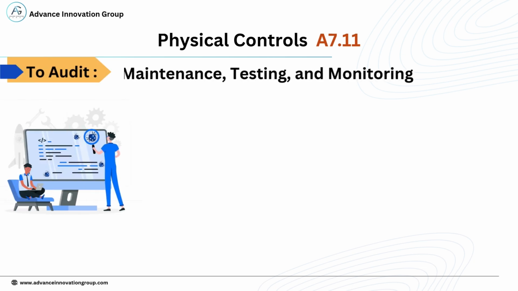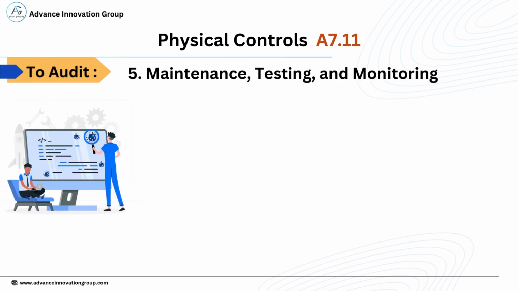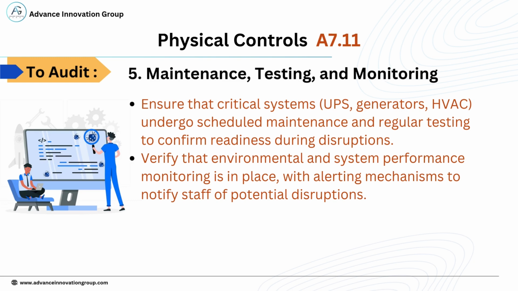Physical controls A 7.11 audit. Fifth, maintenance, testing, and monitoring. Ensure that critical systems, UPS, generators, HVAC, undergo scheduled maintenance and regular testing to confirm readiness during disruptions. Verify that environmental and system performance monitoring is in place, with alerting mechanisms to notify staff of potential disruptions.